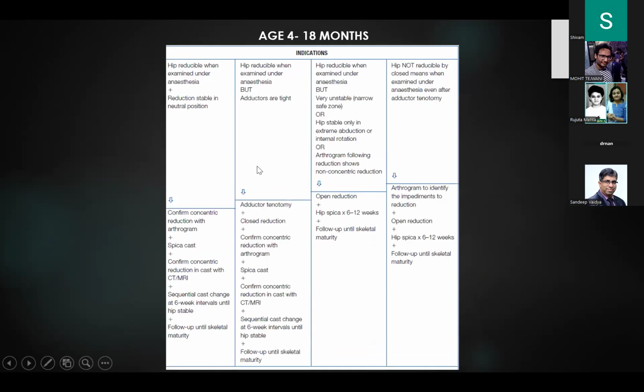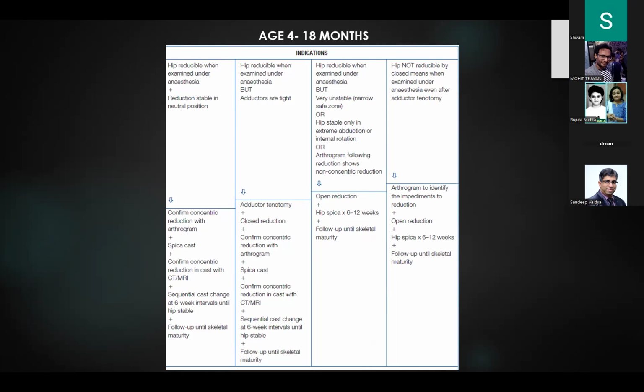So in age 4 months to 18 months, for those children who have failed the Pavlik harness, if the hip is reducible when examined under anesthesia and reduction is stable in neutral position, we confirm concentric reduction with an arthrogram, looking at the various things to see after doing the arthrogram, and then apply a hip spica cast. This can be confirmed post-operatively for concentric reduction using axial cuts of a CT or MRI. And sequential cast changes can be done at about 6-week intervals, and the follow-up has to continue till skeletal maturity in all cases.